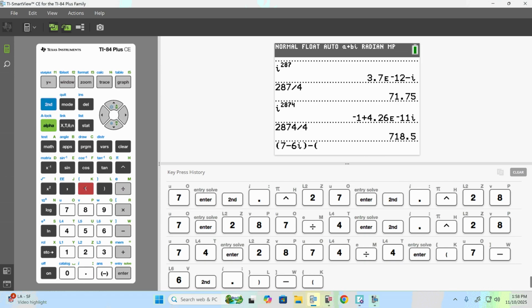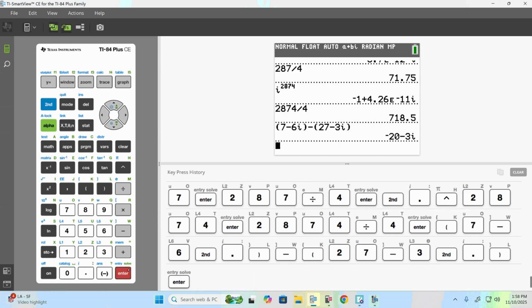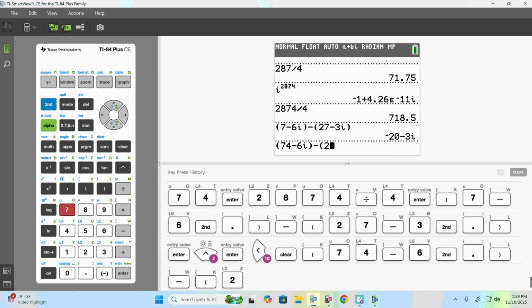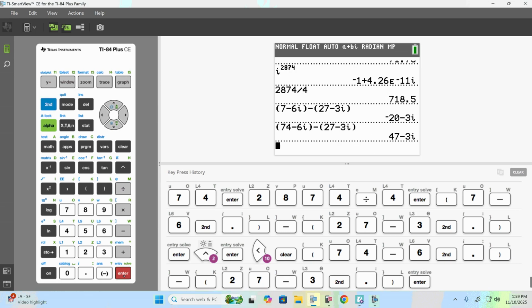74 minus 6i minus 27 minus 3i is 47 minus 3i. Make sure I type it correctly. I see what I did. It should be, well, might as well clear the whole thing out. 74 minus 6i minus 27 minus 3i. 47 minus 3i. Yep. So with addition and subtraction, all we have to do is type it in exactly as it looks, and we'll get our answer.